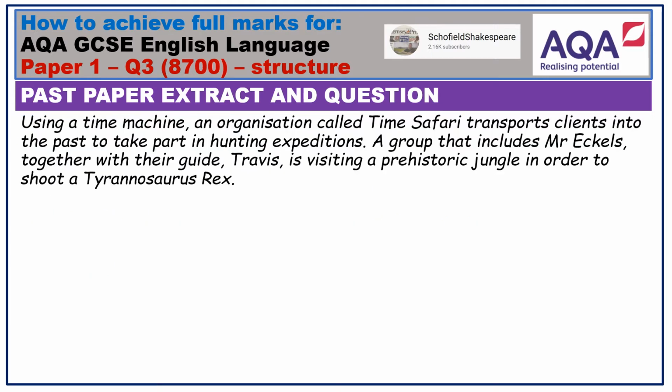So before the extract, the background. Using a time machine, an organisation called Time Safari transports clients into the past to take part in hunting expeditions. A group that includes Mr. Eccles, together with their guide Travis, is visiting a prehistoric jungle in order to shoot a Tyrannosaurus Rex.